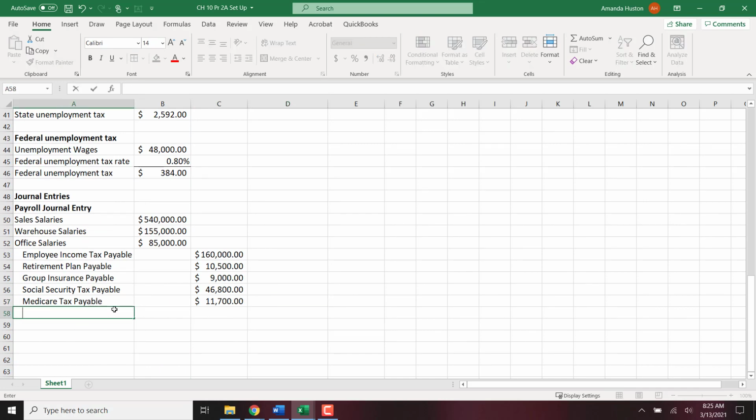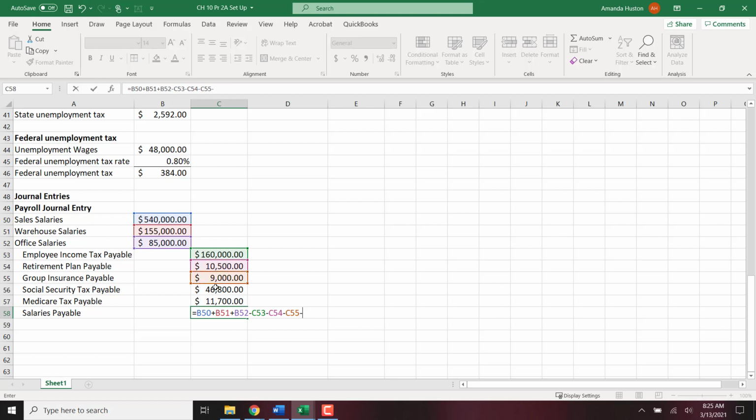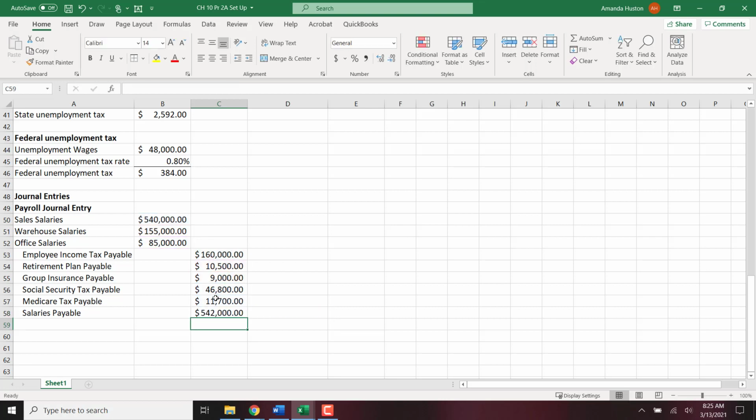And then the final thing we have is salaries payable. So this is what's going net to the employees. This is their gross wages. Then we subtract all of this, and then we get net. So I'm going to add these up, the 540 plus 155 plus 85 minus the federal income tax withheld, minus the retirement plan, minus the group insurance, minus Social Security tax, minus Medicare, and you get what you're paying net to the employees. So that's the payroll journal entry. Now we need to do the payroll tax entry for the employer.